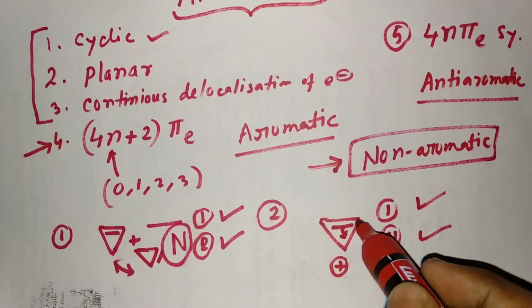And finally, after one more resonance, we will get the double bond like that. And this is how the pi bond is moving throughout the system. Thus this system shows continuous delocalization of pi electrons. And then coming to the fourth rule, that is 4n plus 2 pi electrons. In that system, one pi bond is present.